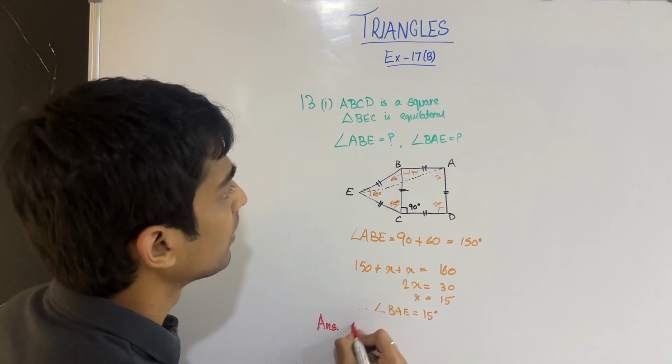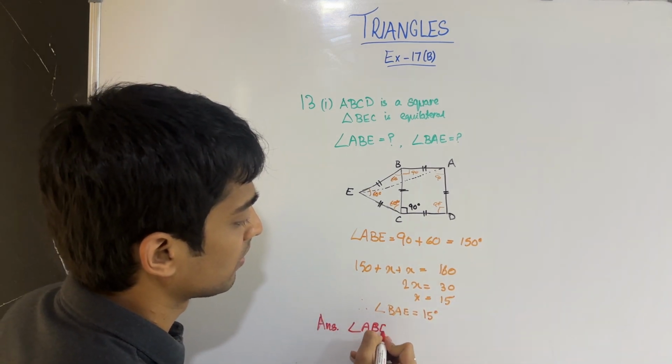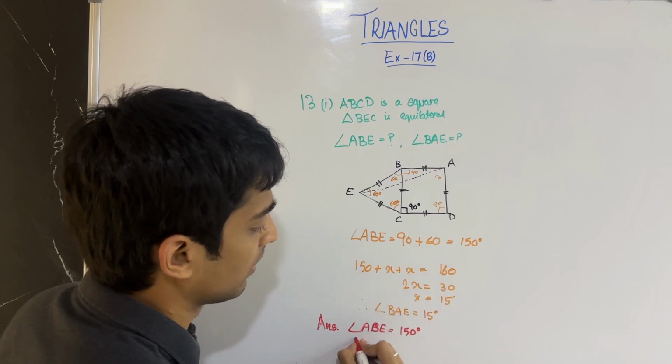Answer, angle ABE is 150 degrees and angle BAE is 15 degrees.